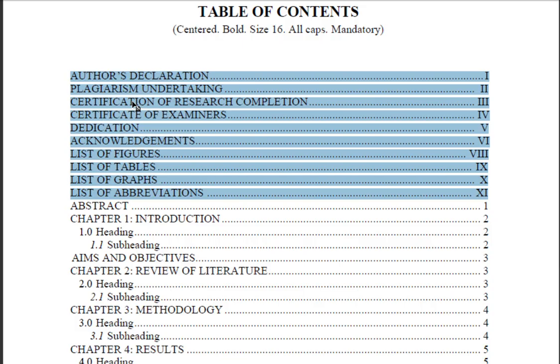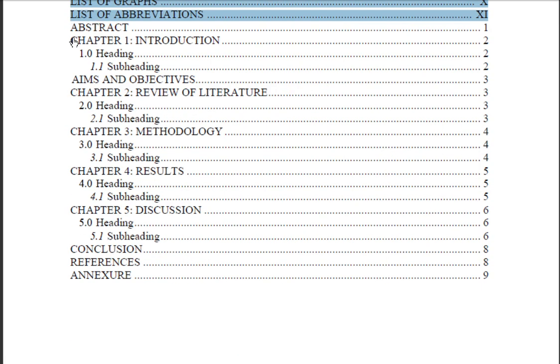So the author declaration, plagiarism, certificate of examiner, dedication, acknowledgement. Then comes the figures, tables, graphs, abbreviation. Till here all numberings are Roman. So from the abstract page you have to start the other numberings, which are the Arabic numberings. Your thesis is starting from the abstract, okay. So till this, all these headings, they are caps, as you can see. Then comes the abstract, then comes the chapters.